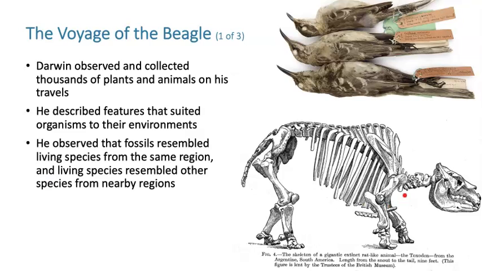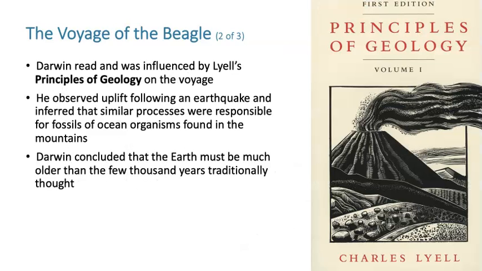This is a gigantic extinct rat-like animal found in Argentina and South America. And it's similar to one of the very much smaller animals like the capybara that lives in that area these days. So he's describing these living things. He's sending samples back to England. He is observing these fossils. And this, of course, has a huge, huge impact on him.